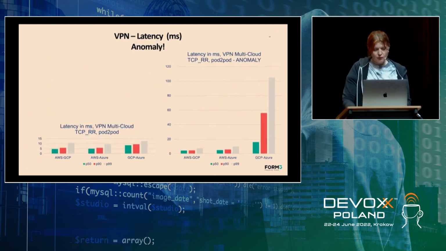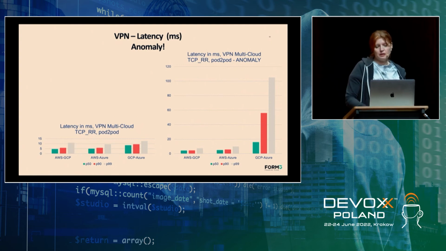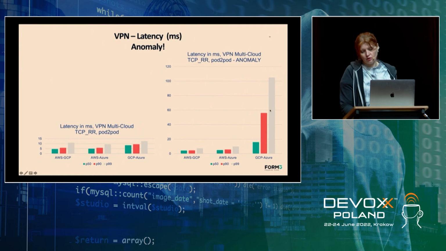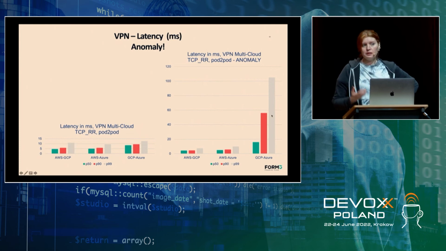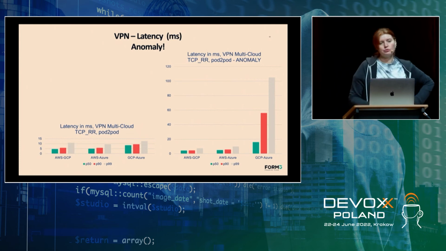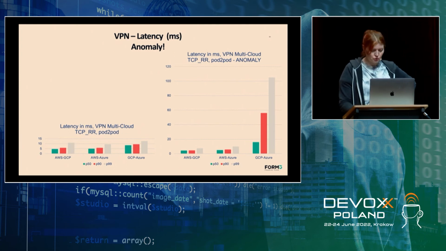However, here you see this spike. This is the anomaly when our GCP Azure VPN went crazy and P99 for this test went up to 100 milliseconds. Unfortunately, that's the drawback, and that's something I told you about with these unpredictable latencies or routing.